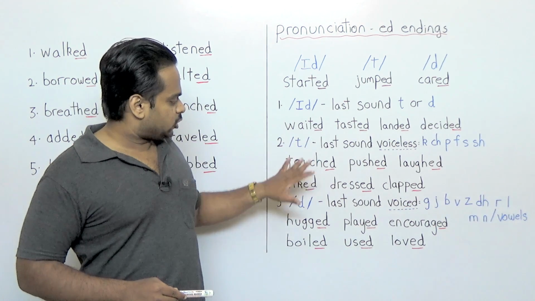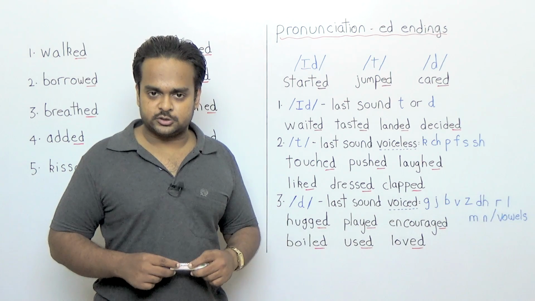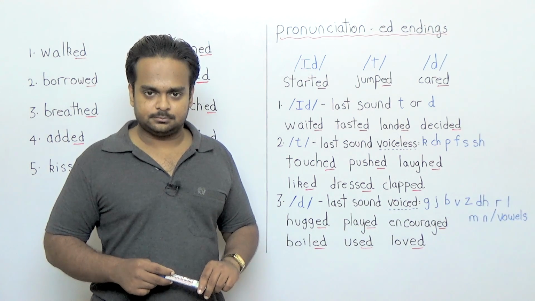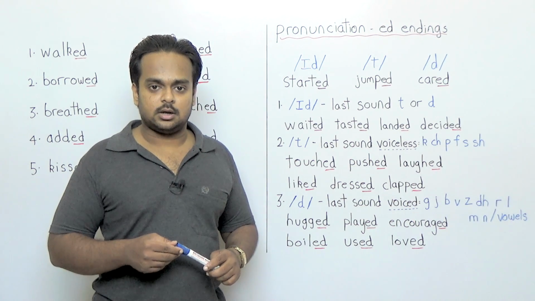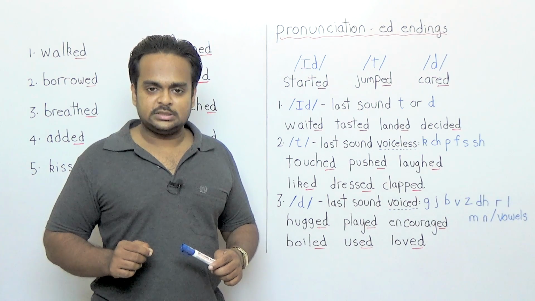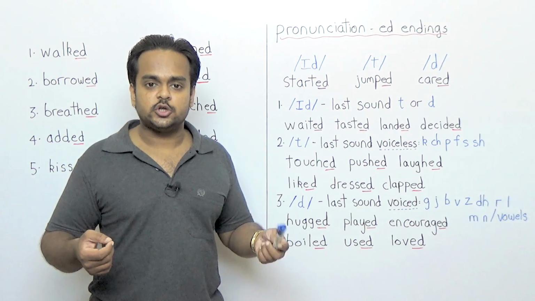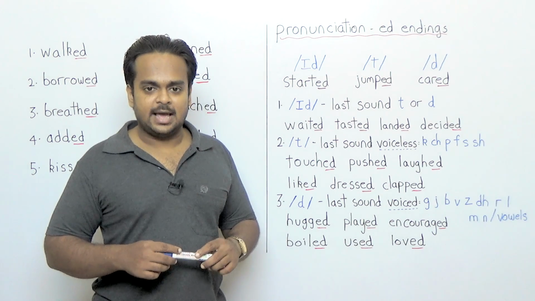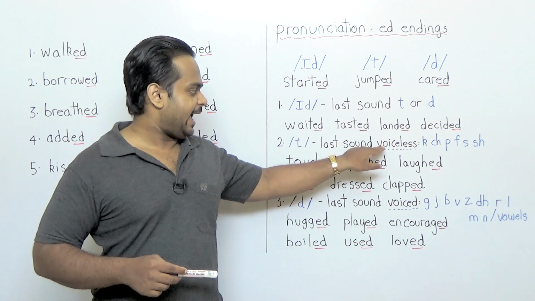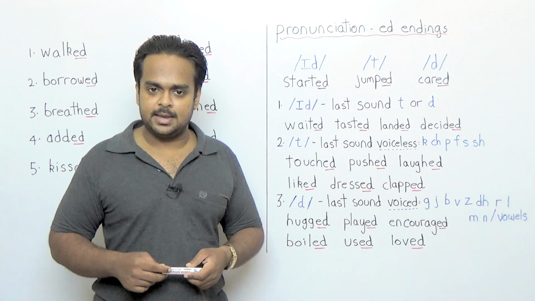Now, before we move on to the next two rules, there's an important concept that you need to understand, and that is the concept of voice. Now, I'm not talking about our voice when we speak. In English, we say that some sounds have voice and some sounds don't have voice. If a sound has voice, we call it a voiced sound, and if it doesn't have voice, we call it a voiceless sound. But what does voice mean?